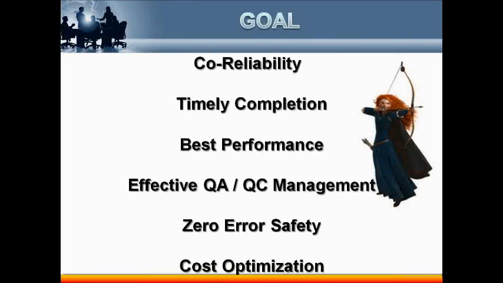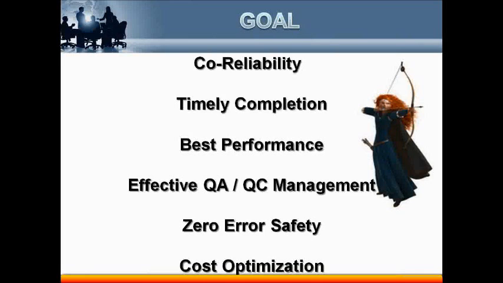Best performance, nothing to be said about it. Effective QA/QC management. Schedule adherence, meeting targets, not at the cost of any QA/QC flaw. Absolutely not acceptable. So this can only be done when we have a proper and effective QA/QC management in place. Zero error safety. No room for any errors. Safety cannot be compromised. Safety is prime. And of course, as an end contractor, or as an organization executing a project, naturally we would like to make a profit. So cost optimization should be the goal.